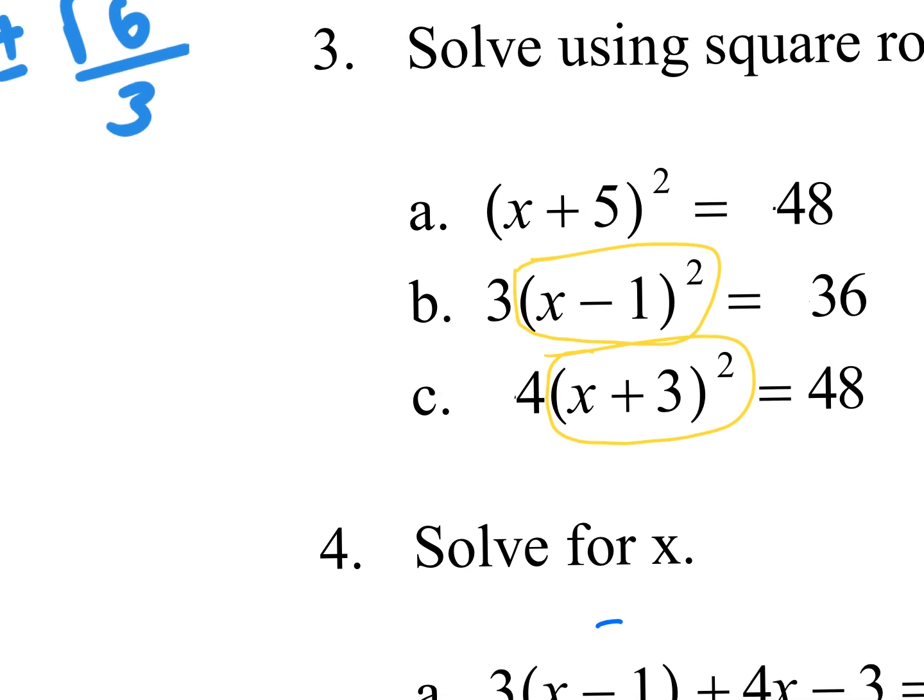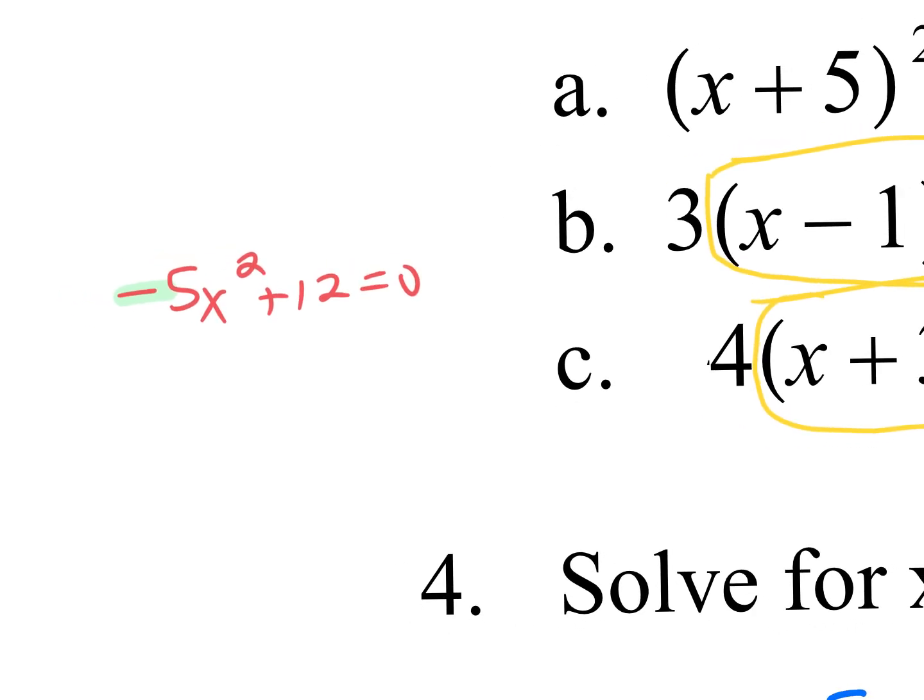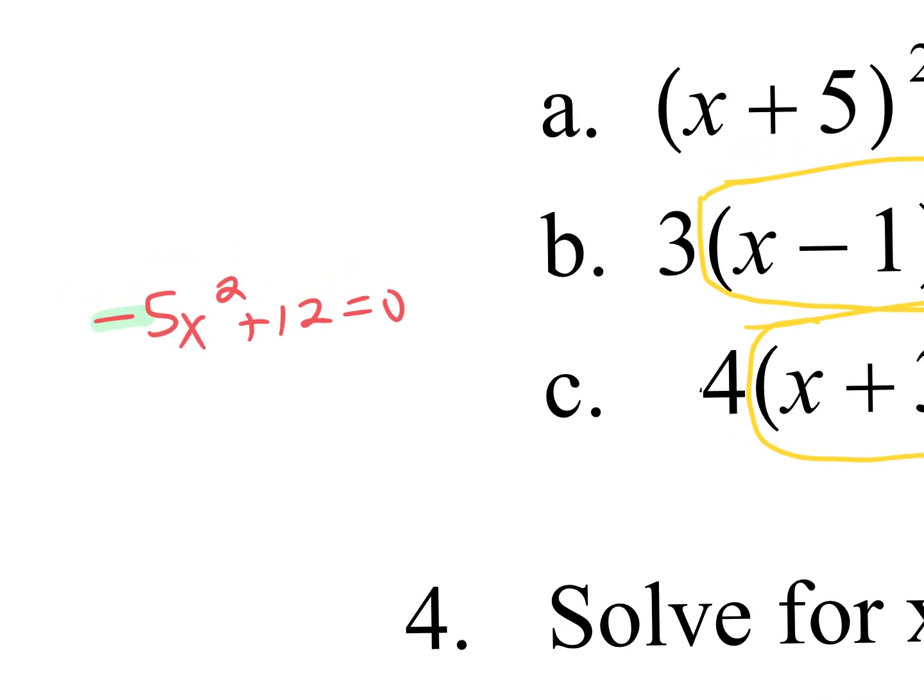If you have something like this, what was it? I think one of the questions on the test or the quiz, negative 5x squared plus 12 equals 0. It just says to solve. So the first thing you should do is try to do what? Try to factor it. Is there a GCF? No. Is there a difference of squares? No. So this isn't going to factor. But you notice, guys, you have just x squared. You don't have a b term. You just have x squared. So you can isolate it.